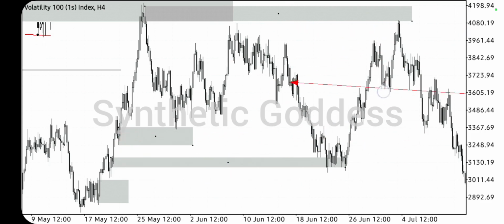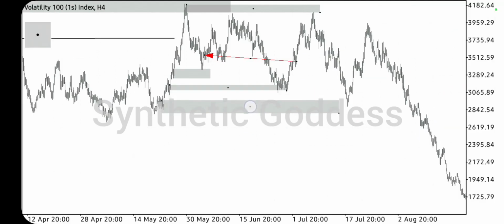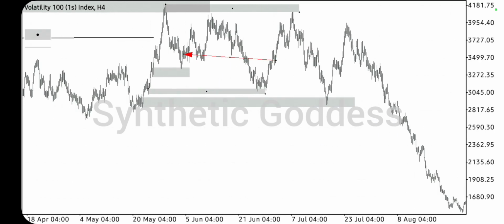So we have an untested zone here also. It is also an untested zone, which is our primary zone. It's our primary zone, the origin of a move, the origin that sponsored this particular move to the upside.